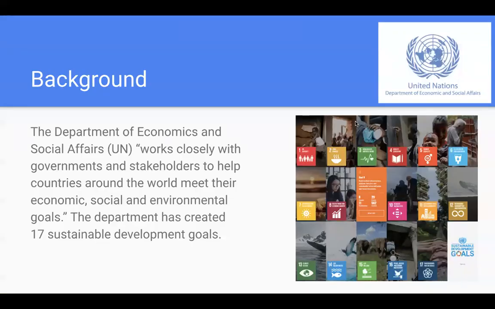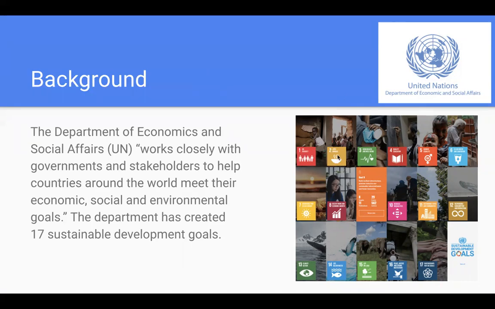So the first thing we're going to go over is the background. The Department of Economics and Social Affairs at the UN, or the United Nations, works closely with governments and stakeholders to help countries around the world meet their economic, social, and environmental goals. The department has created 17 sustainable goals, as you can see here.